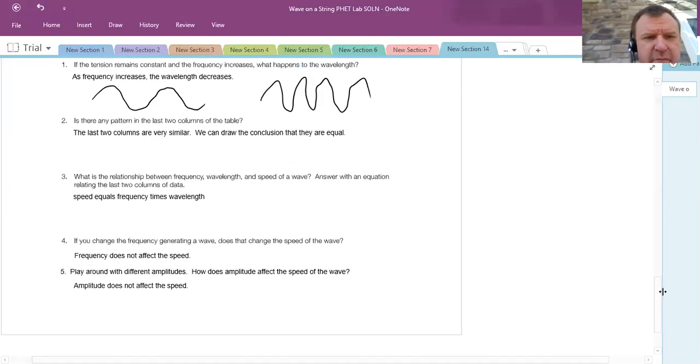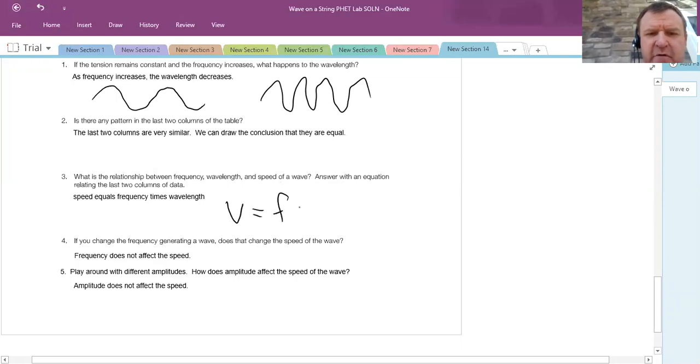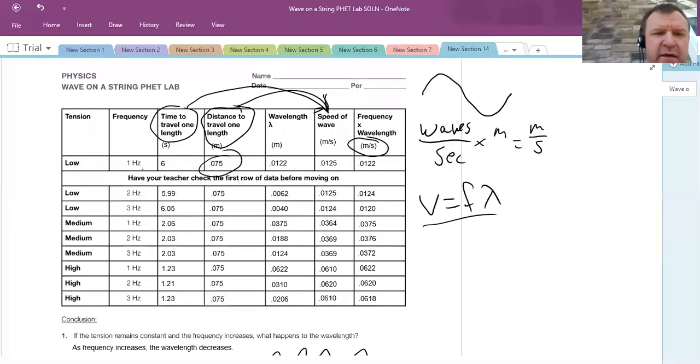Relationship between frequency, wavelength, and speed. This I talked about in the video, so hopefully you all got that. Speed is frequency times wavelength. Frequency does not affect the speed. Look back at the data table. Within a certain tension, the frequency did not affect the speed.